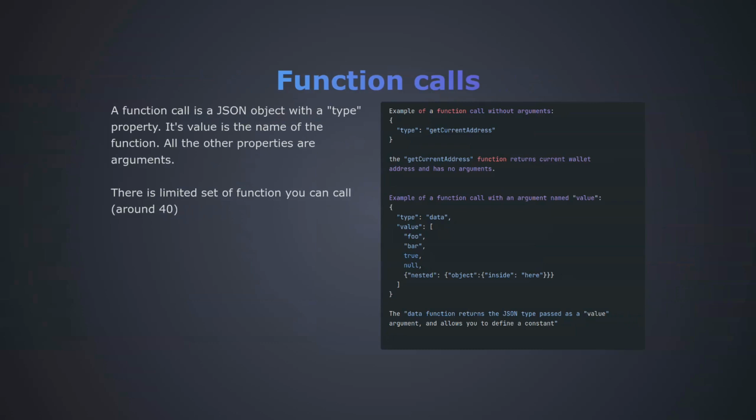There's also an example here given with the type data, and all these arguments can be value, and with the value argument you can specify constants.